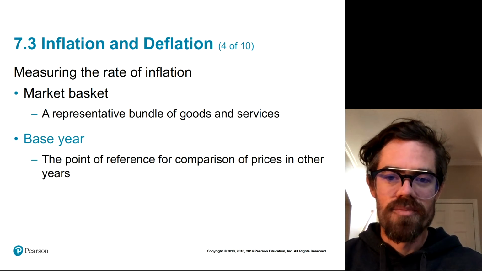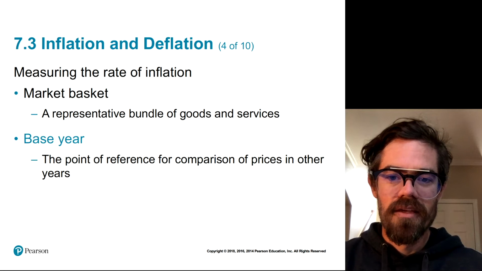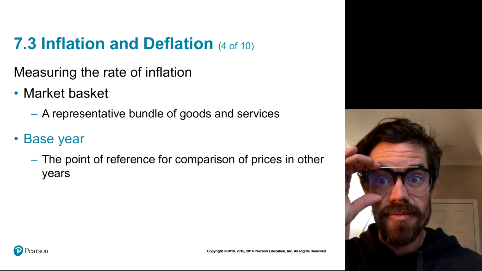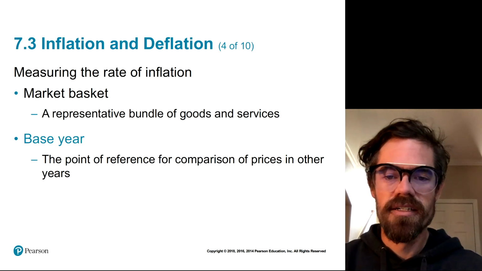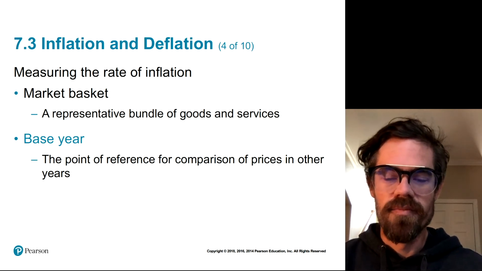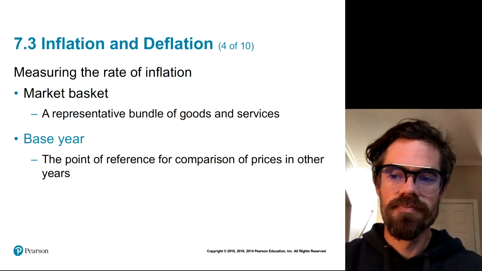Another important aspect of measuring inflation is something called the base year. And the base year is just a point of reference for comparison of prices in different years and other years. And so it's pretty much an arbitrary year. Doesn't really matter which one you pick, but once you pick one, you want to stick with it, and that is going to remain your basis of comparison, right? So the base year.